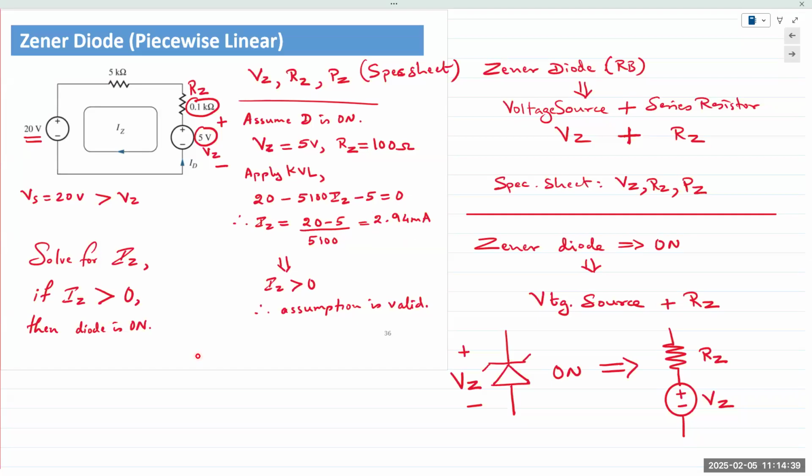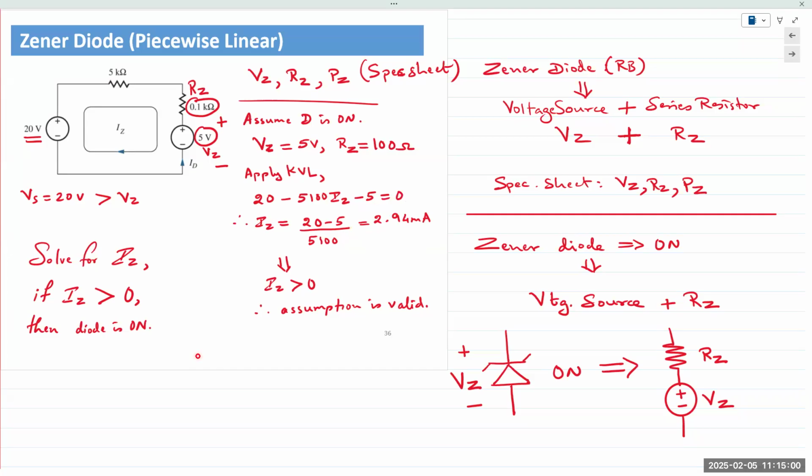Our assumption was that the diode is on. If the diode is on, then current should be flowing through the Zener. It should have a positive number, meaning IZ should be greater than 0, which is what we obtain, 2.94 milliamps. So our assumption is valid.